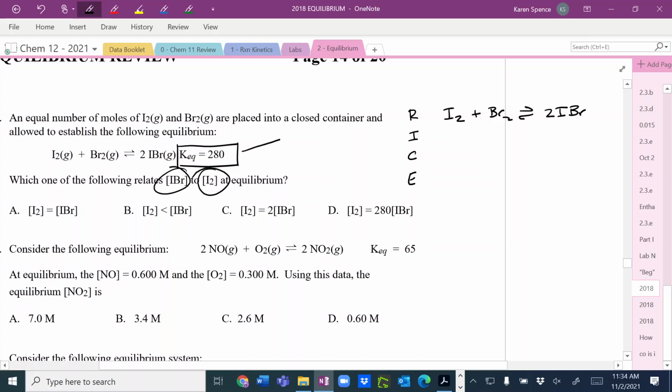What does our KEQ value tell us? KEQ is bigger than 1. Therefore, our products are favored. Therefore, it doesn't matter what happens at the beginning or in between. All that matters is that at the end we will have more product than reactant, which means that IBr is going to be greater than I2, which is this one.